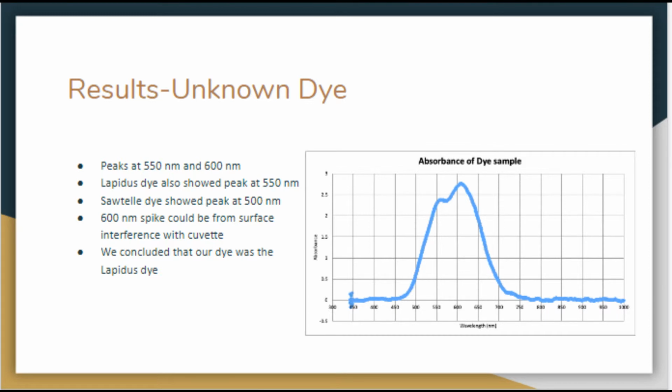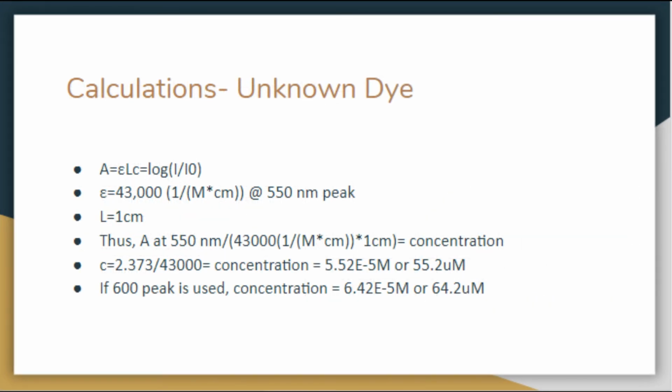The Lapidus dye showed peaks at 550 nanometers, while the Sautel dye showed peaks at 500 nanometers. Given that the 600 nanometer spike could occur from surface interference on the cuvette, we concluded that our dye was the Lapidus dye. We then applied the absorbance equation of Beer's law to calculate the concentration given the coefficient at 550 nanometers by dividing our absorbance value by the coefficient for the Lapidus dye and by 1 centimeter. This resulted in 55.2 micromolar, or 64.2 micromolar if the 600 nanometer peak was used instead.